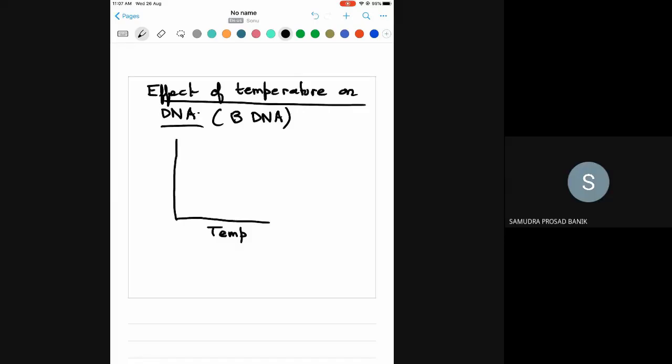So we need to have certain parameters by which we can understand that the strands are actually unwinding. What parameter can we think of?